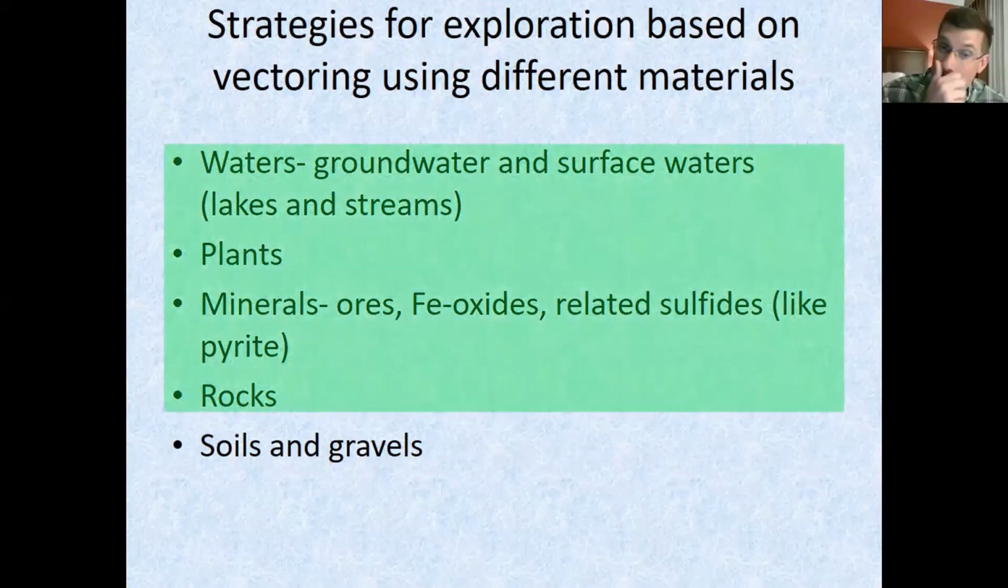I'll focus in on these four today because I only have 40 minutes, and I'm going to try to adhere to that. I will not talk too much about soils and gravels, but they have been used in the past and with some success.